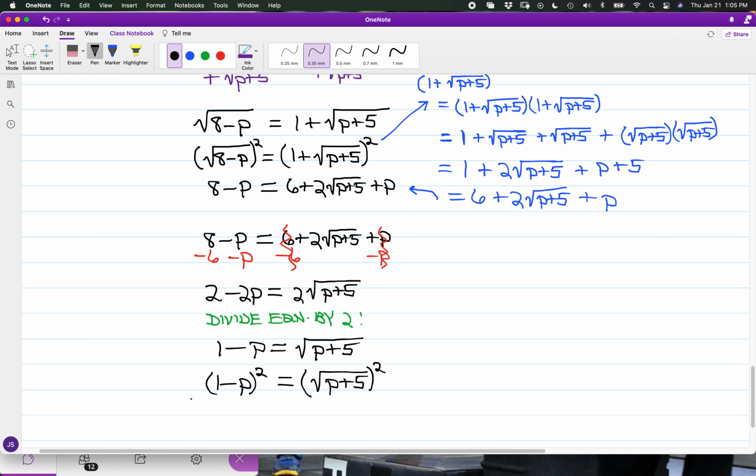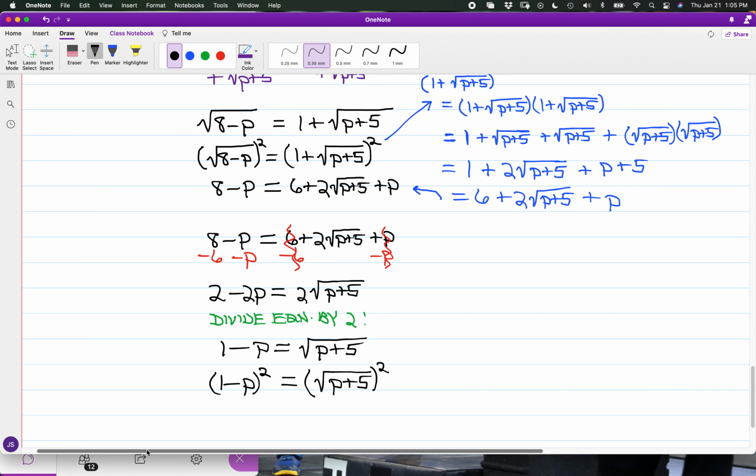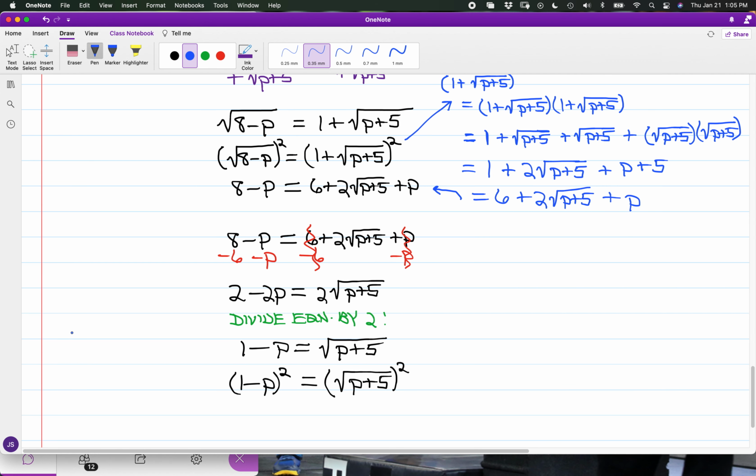Okay, so for the square of 1 minus p, you're looking at 1 minus p times itself. And with the distribution, you have 1 times 1 is 1. Negative p and negative p we have for the outside and inside products. And we have negative p times negative p, so this will be p squared. And you can just write this as p squared minus 2p plus 1.